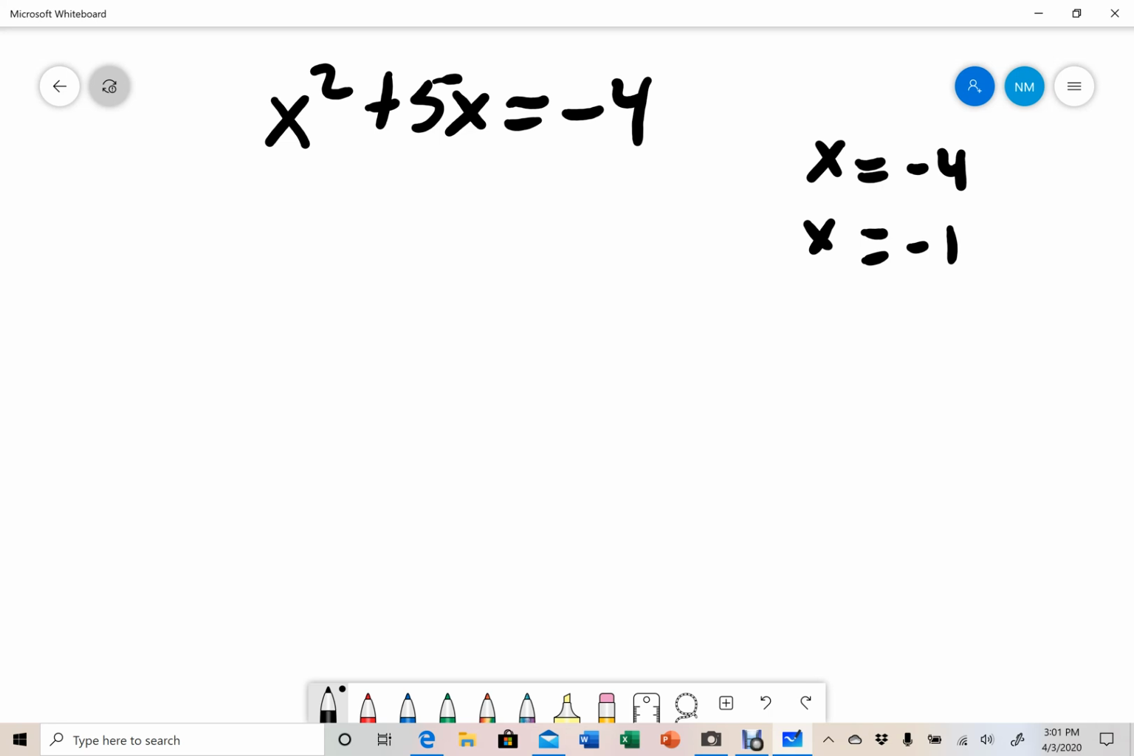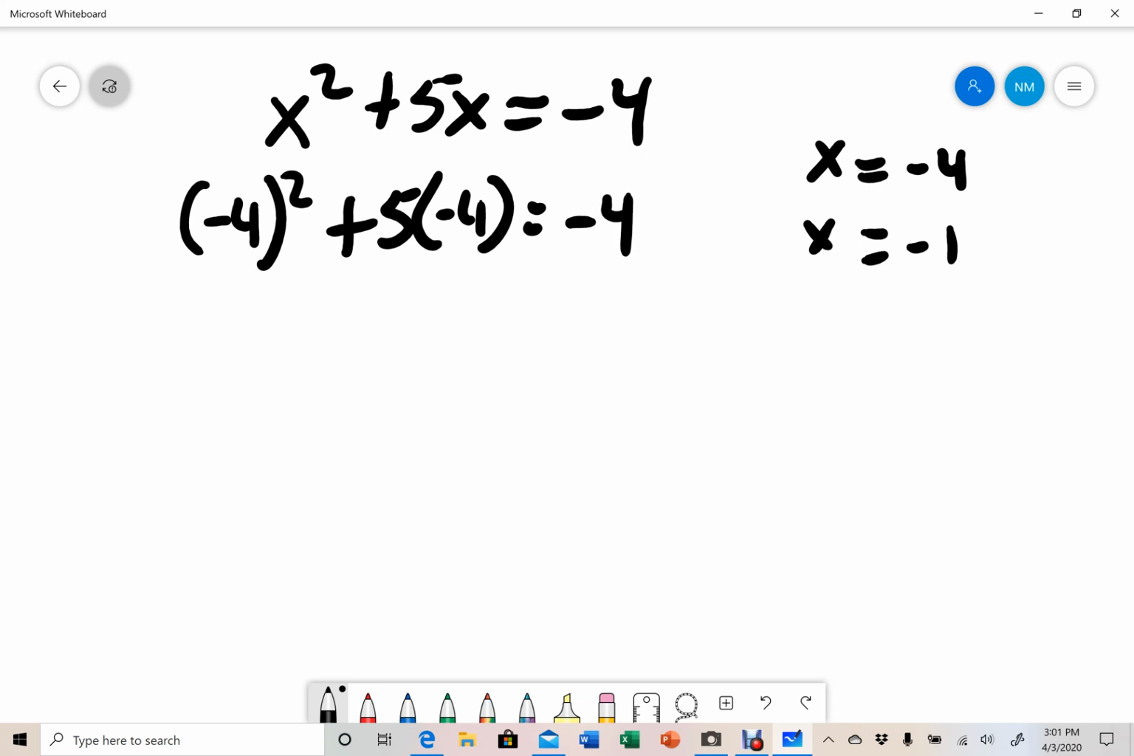So we've got, starting with the -4, -4 squared plus 5 times -4 equals -4. Again, don't forget that square there. -4 squared is 16, a positive 16, because when you multiply negative by negative, it turns positive. So we've got a positive 16. 5 times a -4 is a -20. And then we have a -4.